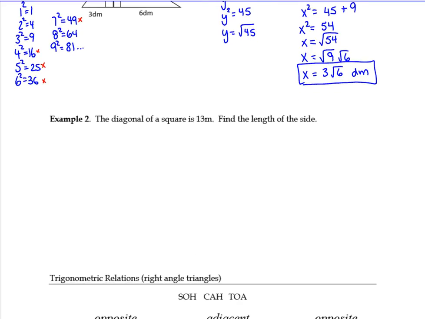You try this one. Okay, I'd like you to try this one. So, the diagonal of a square is 13 meters. You are to find the side length. There's multiple methods you can use. I'd like you to try this, solve for the side. You can call it whatever you want. I'm going to call it x.